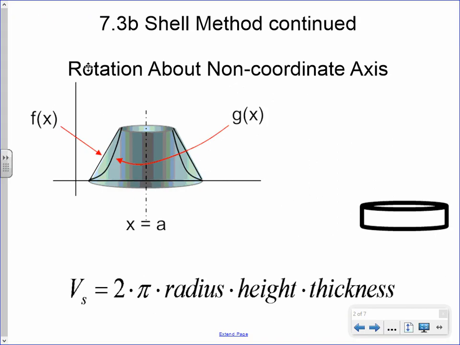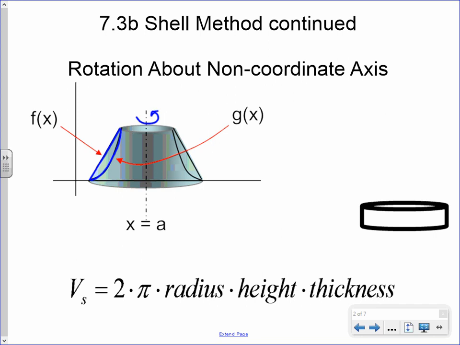Okay, so we're going to continue with the shell method today, except now we're going to be rotating about axes that are not the x and y axis. I have a picture here of a region, f of x and g of x, and we're rotating it about the line x equals a.